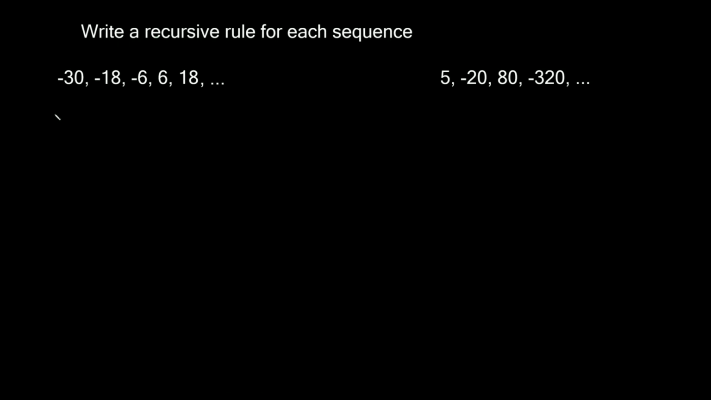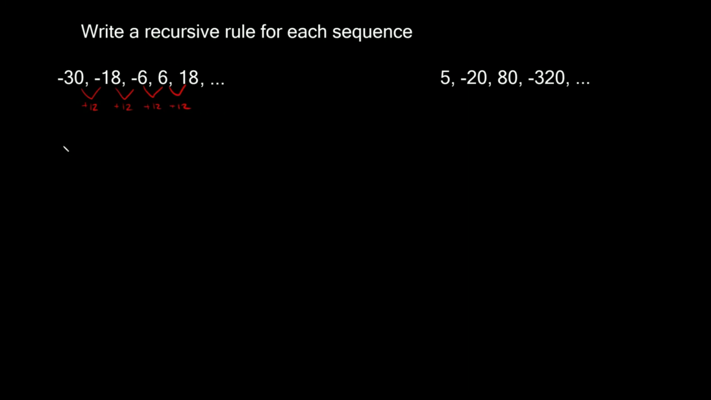We just have to figure out if this is an arithmetic or geometric sequence. Are we adding or are we multiplying? Well, to get from negative 30 to negative 18, one thing that stands out is that we add 12. And then to get from negative 18 to negative 6, it looks like you add 12 again. So we're just adding 12 over and over. So this is an arithmetic sequence.